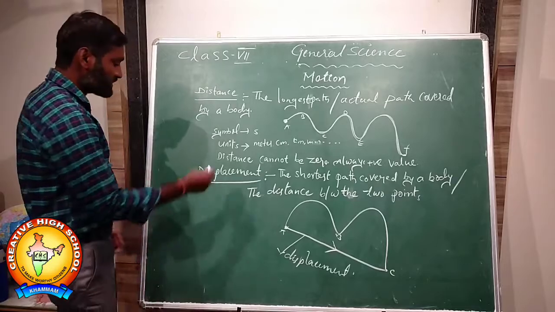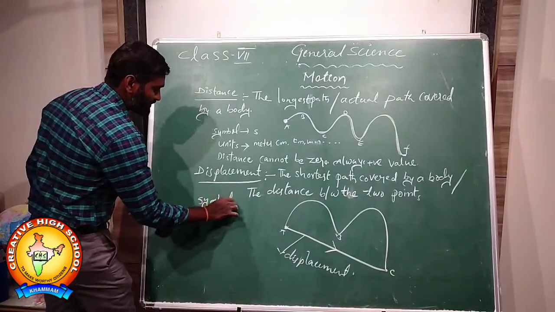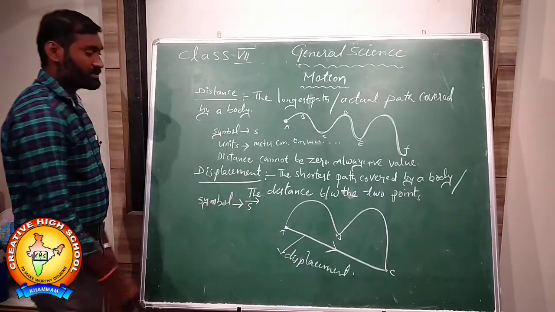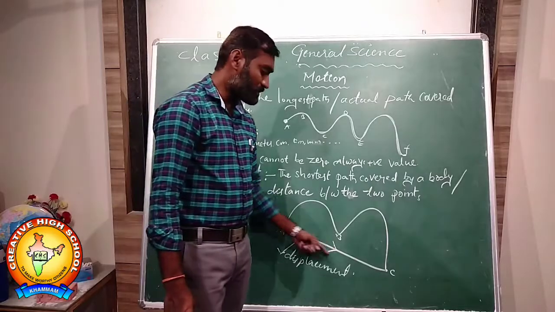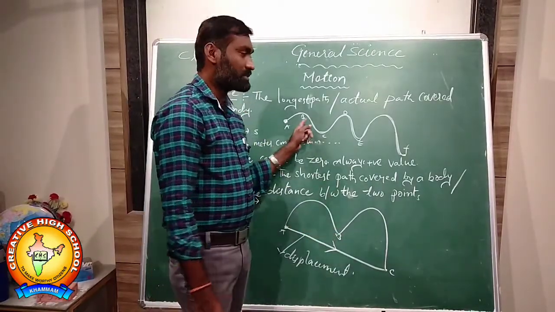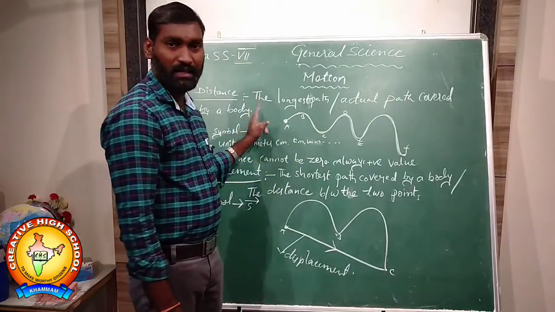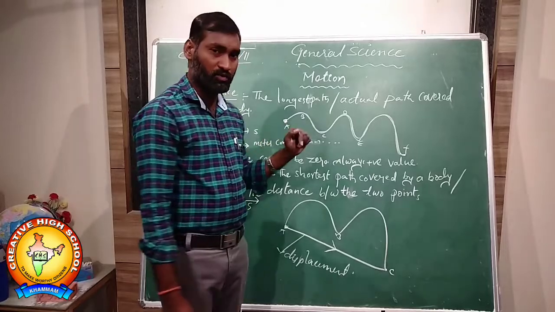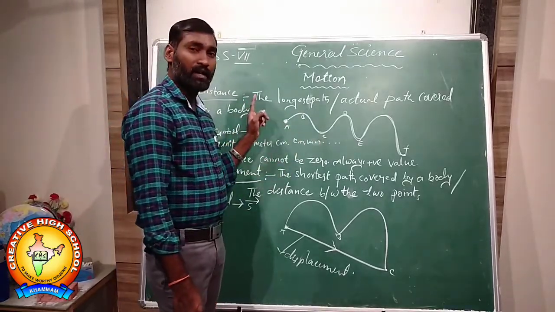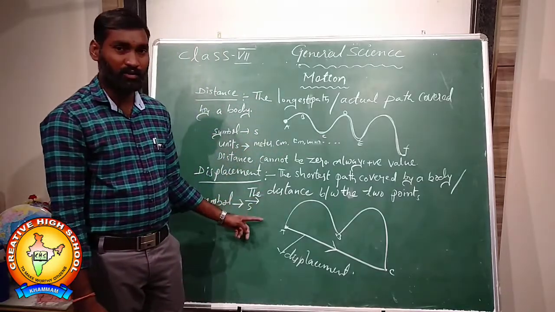The symbol of displacement is S bar. Why did I give S bar here? I gave an arrow mark because it has direction. Displacement has direction. Distance cannot have any direction; that's why it is a scalar. Scalar and vector, these two words may be new to you. Scalar means it has only magnitude but no direction, but displacement has both direction and magnitude.